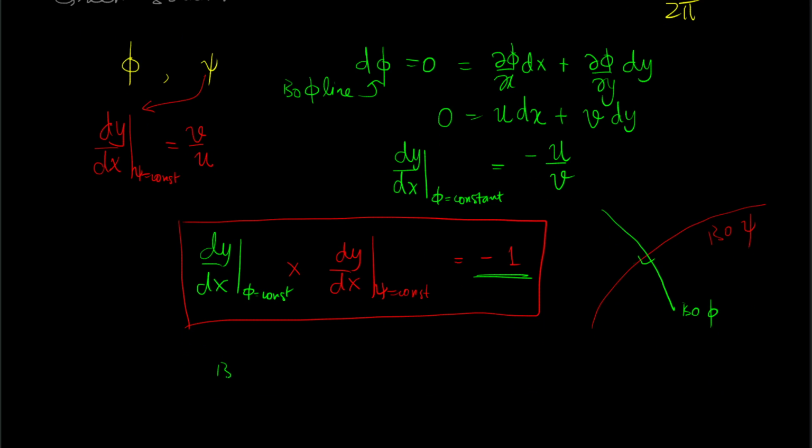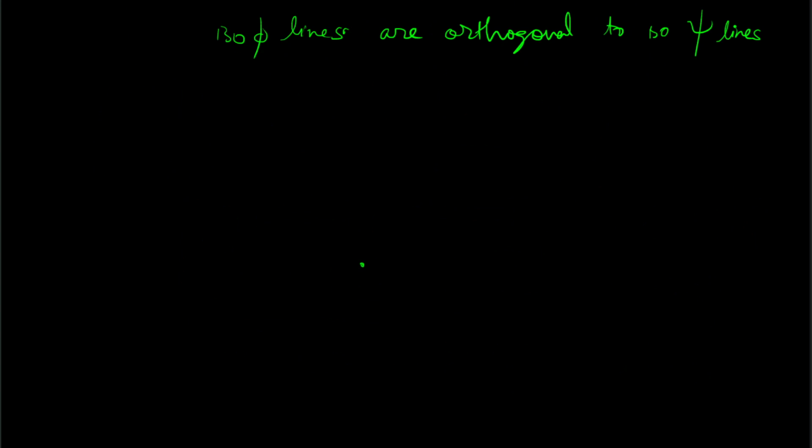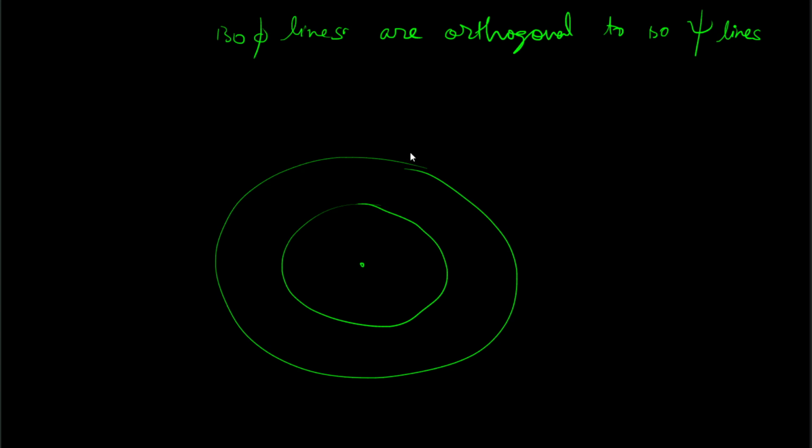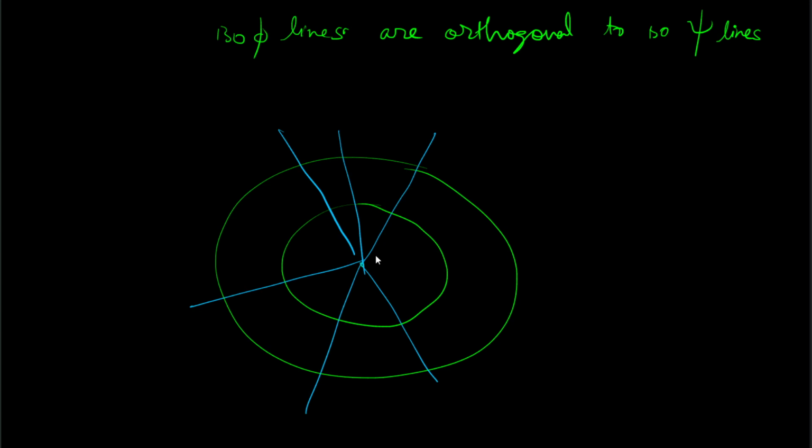So iso phi lines are orthogonal to iso psi lines. So if you have iso psi lines like this, the iso phi lines will be something like this, and vice versa.